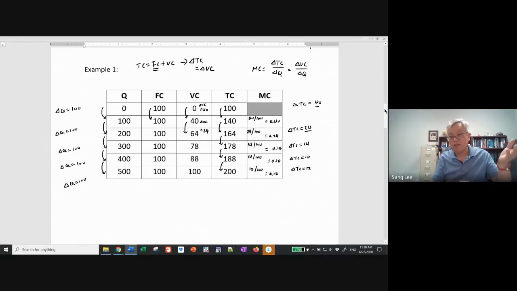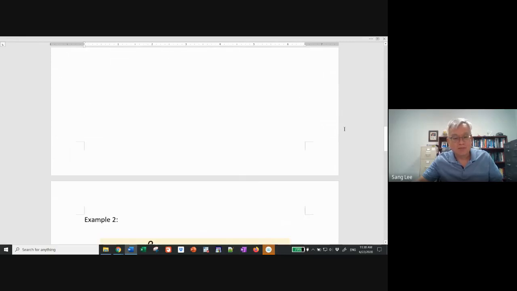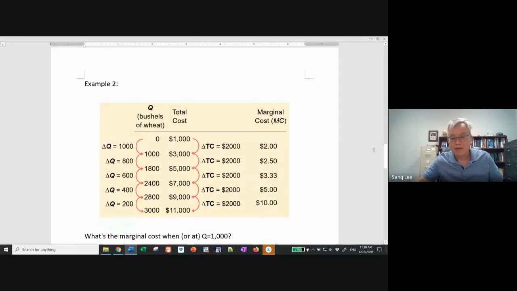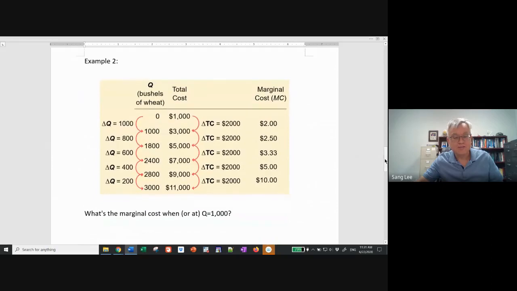First, a change in total cost divided by change in Q, or a change in variable cost divided by a change in Q, because a change in total cost is the same as a change in variable cost. Okay, now example 2. This example is slightly different than the first example.